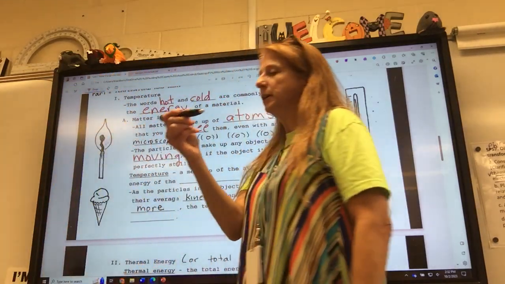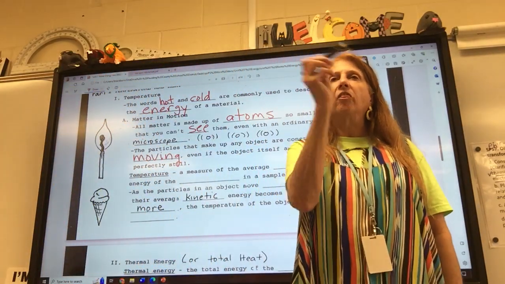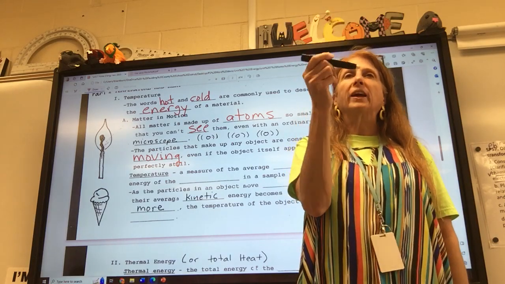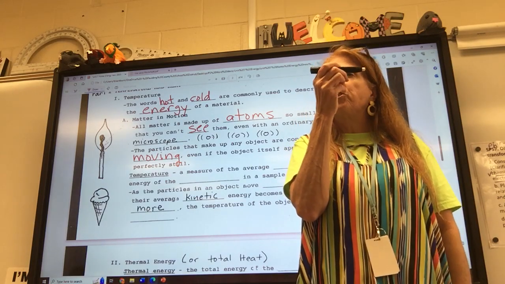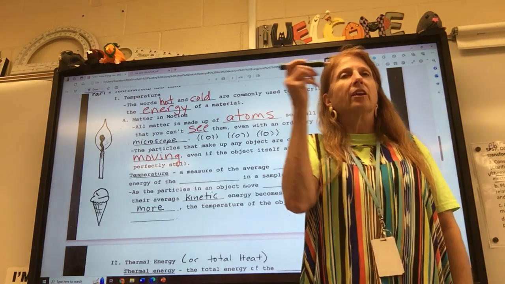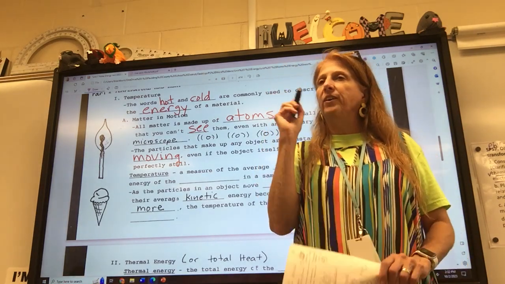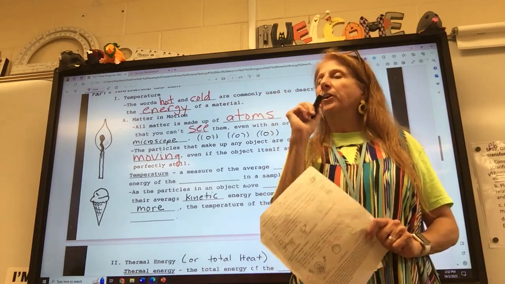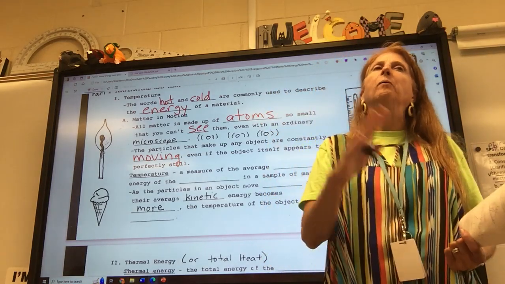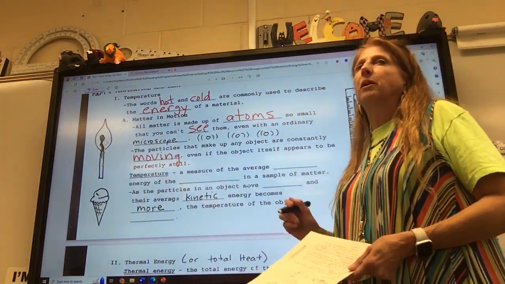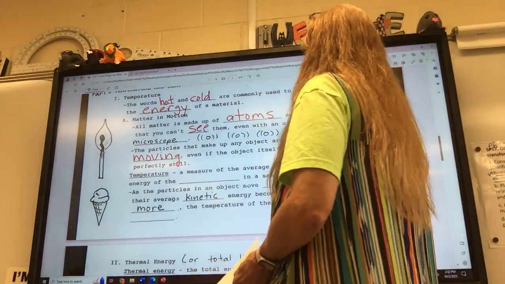Even if the object appears perfectly still. This little marker I have appears still, but if we could get in a little ship that could go down really small and go see the atoms, they're moving, they're vibrating. Now, they eventually would stop at a point called absolute zero. It's way, way below zero, very, very cold. Then a molecular motion is supposed to stop there.